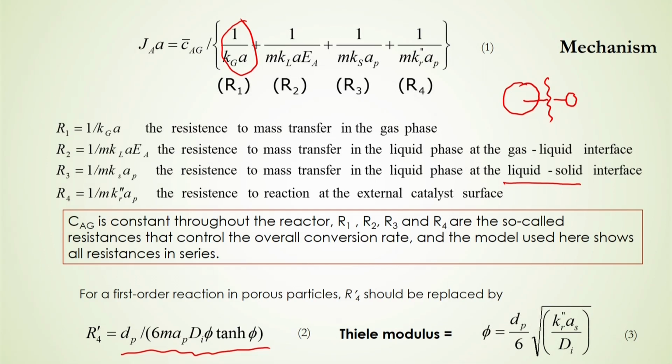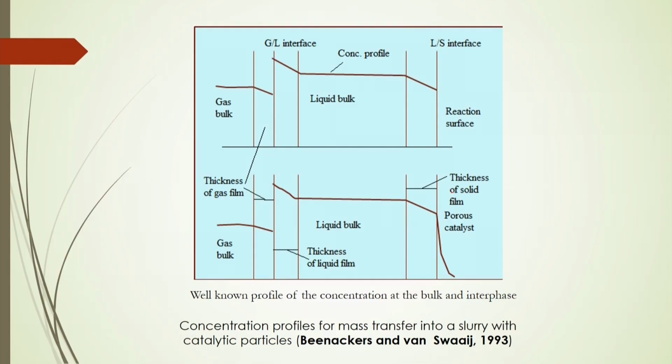And there is the mechanism, that means here whenever it is crossing all the phases, there will be some resistance there: liquid phase, gas phase, and gas liquid, solid liquid, and the solid phase resistance will be there. See this picture here, this is a well known profile of concentration at the bulk and the interface whenever there is mass transfer inside gas, liquid, solid systems.